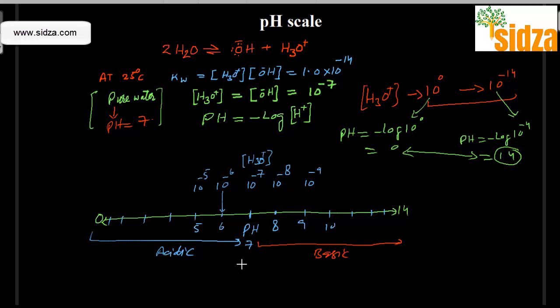All right, so pure water has a pH of 7, and this is the pH scale that we normally use to identify whether a solution is acidic or basic.